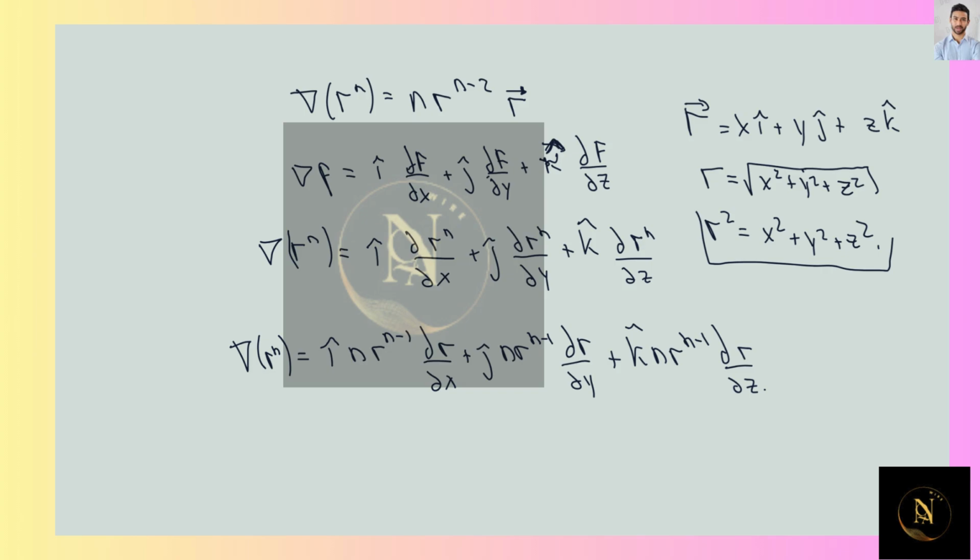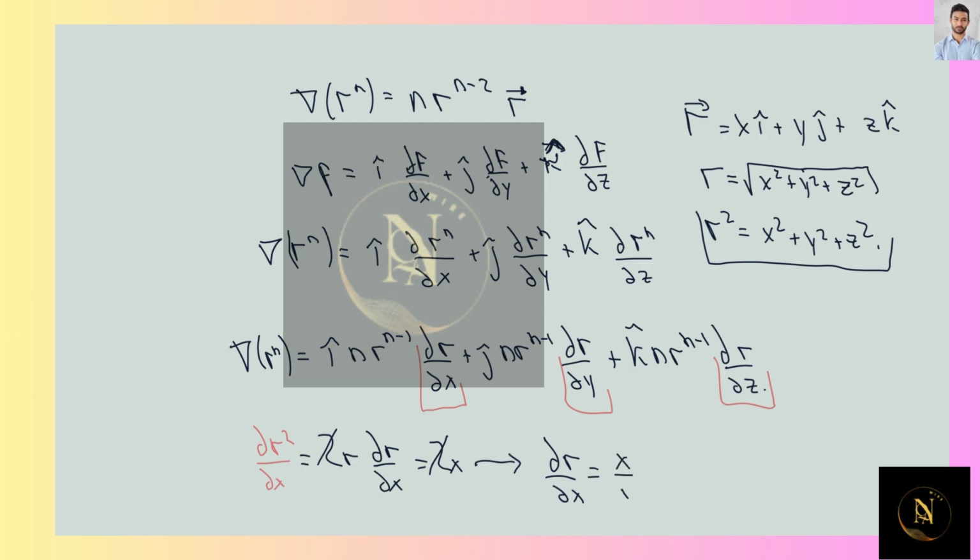So with this, I need to find each of these partial derivatives in order to get my expression. So I'm going to take the derivative of r squared with respect to x and see what happens. The derivative of r squared with respect to x is equal to 2 times r times the derivative of r with respect to x. And this needs to be equal to 2x. From here, we can cancel the 2 and 2, and we get that the partial derivative of r with respect to x is equal to x divided by r.